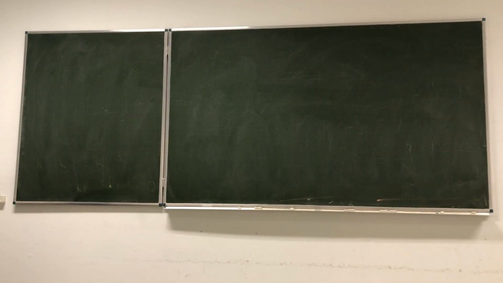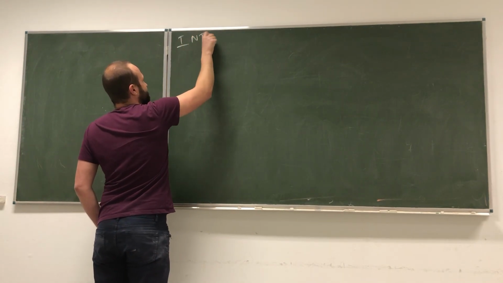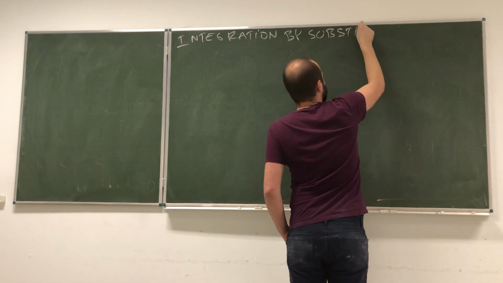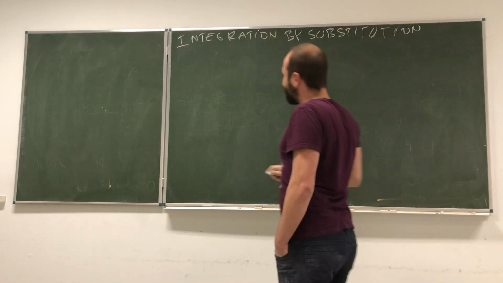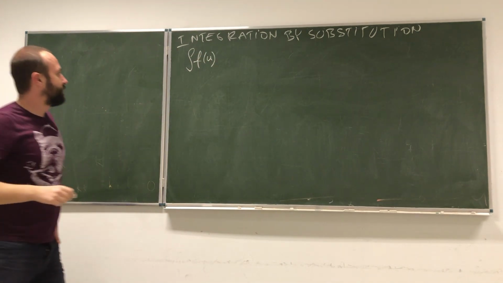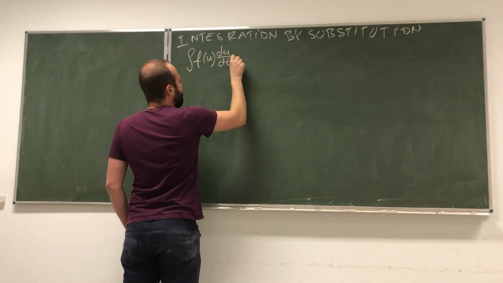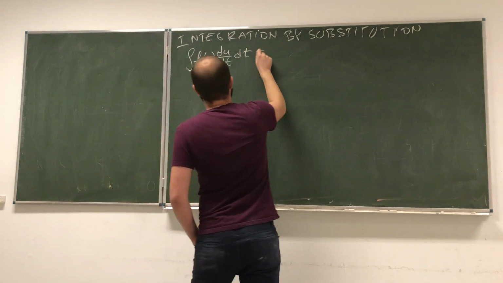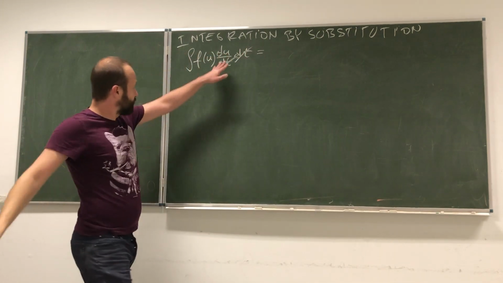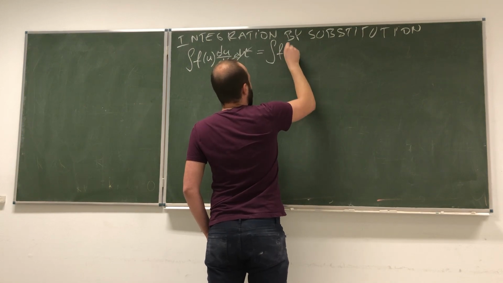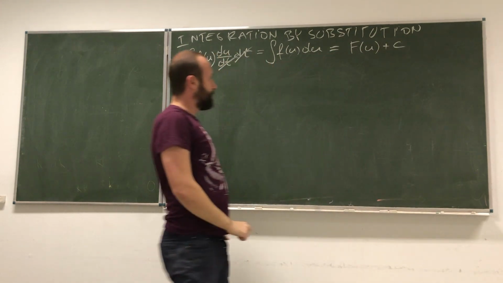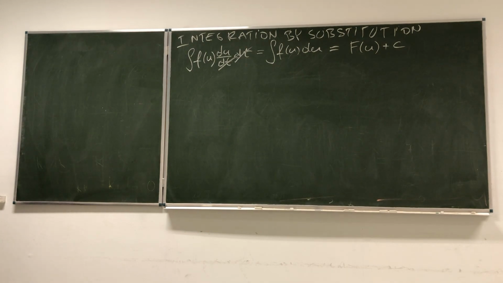Okay, so in case of integration by substitution, we've got the integral of f of u, du dt, dt is the same as, because those two cancel each other out, integral of f of u du, and this is equal to F of u plus c. Okay, this is the rule, but let me show you how to use it.